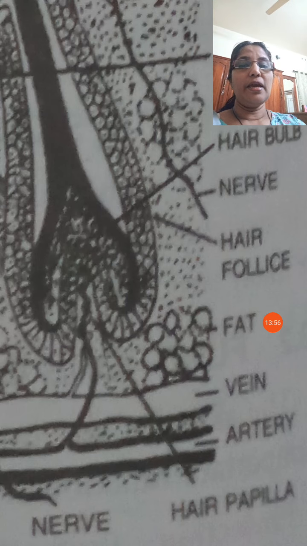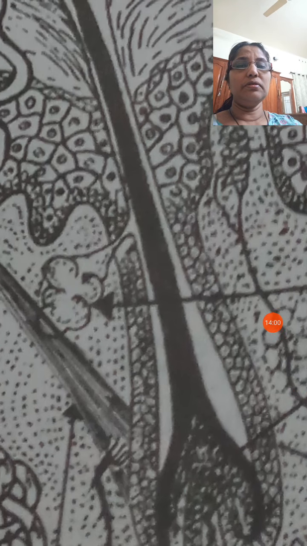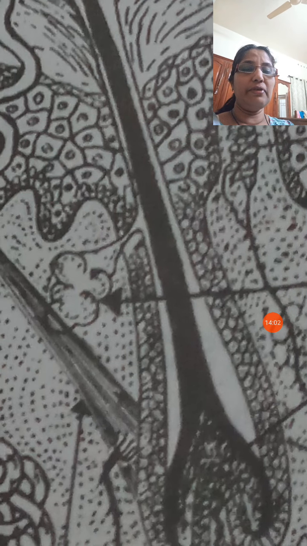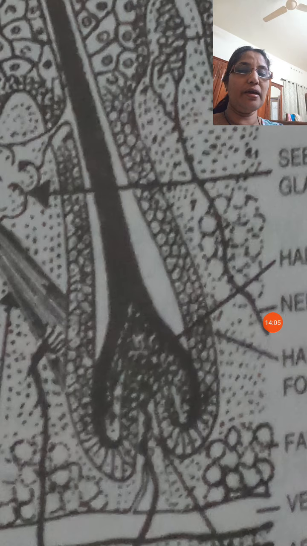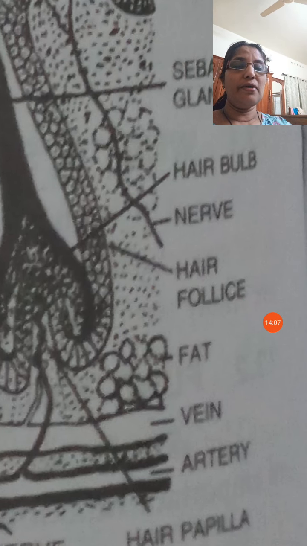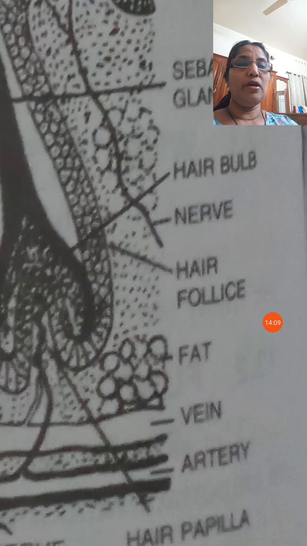You can see the part of the skin that gives space to the hair. That part is known as the hair follicle, a pore-like region on the skin from where the hair comes out.